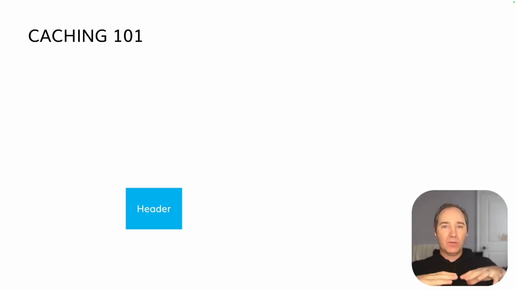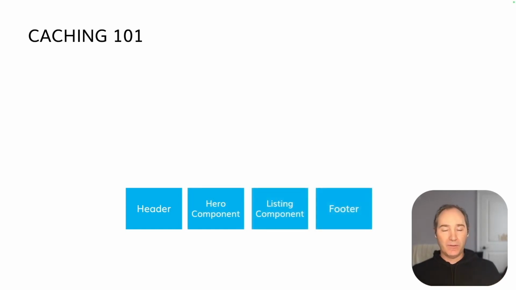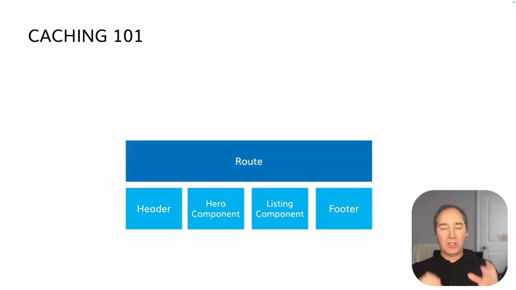If you're looking at the elements of a page that we might need to cache, one might be the header, we might have a hero component, listing component, and the footer. So those are 4 different things that we can cache independently from each other so that, if I have another page that needs that header, I could reuse that cache object. But then we can also cache the whole route itself, the actual page's output. That's sometimes called response caching.